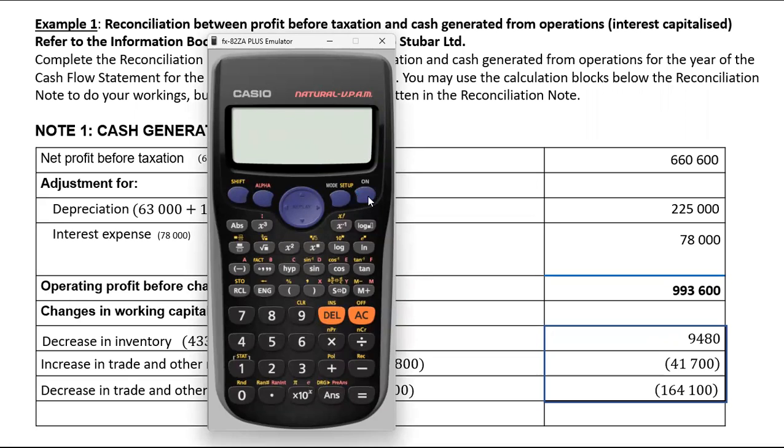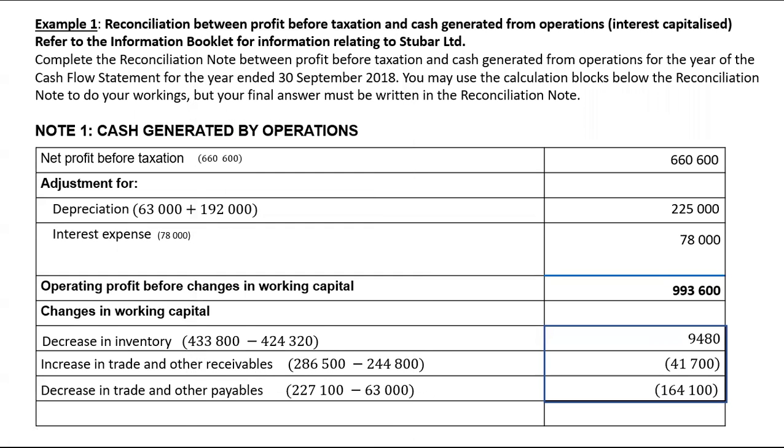You are going to take that 9,480 minus 41,700 minus 164,100, equal sign. So our changes in working capital will be a negative. Basically, we have negative working capital, cash outflow, and that will be 196,320.